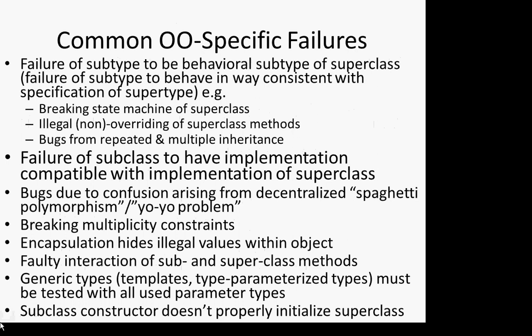we may have issues with so-called yo-yo problems, where control, when we have a class A that's a subclass of B, a call to a given method in A may call a method in B, and then the method in B may call a method in A. And so you get this kind of bouncing up and down of control that can lead to confusion about what's being called and can lead to bugs. We saw that with add and addAll. Remember that in a lecture on subclassing. Encapsulation can hide illegal values within objects, and there can be faulty interaction of methods between the subclass and superclass.